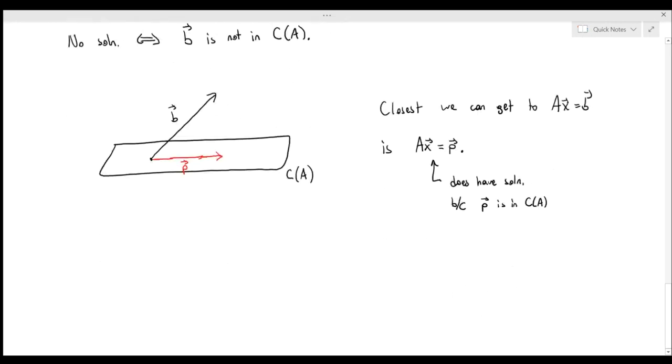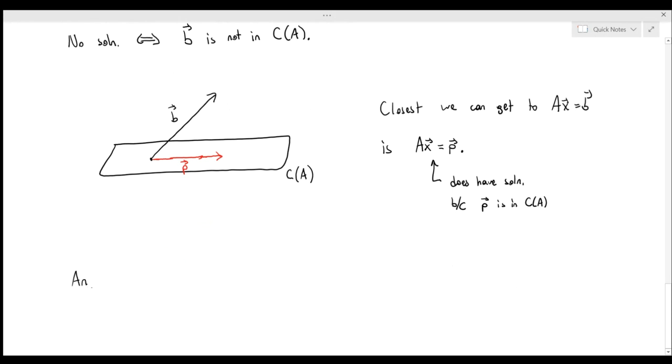Okay. And because p is the vector in the column space which is closest to the vector b, then in a certain sense, this is the best that we could hope to do in solving the original equation, okay?